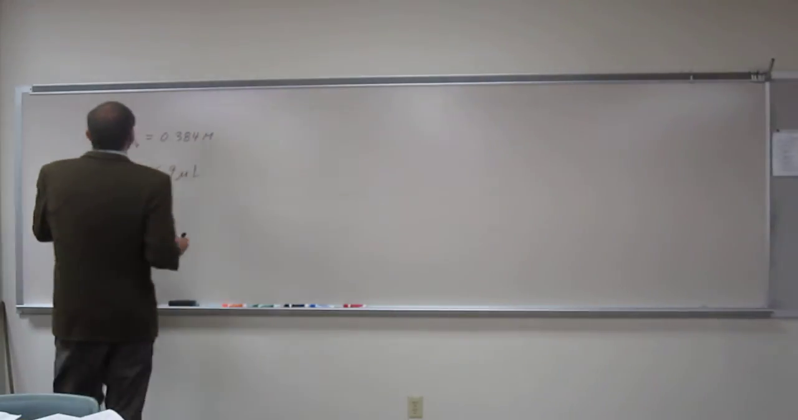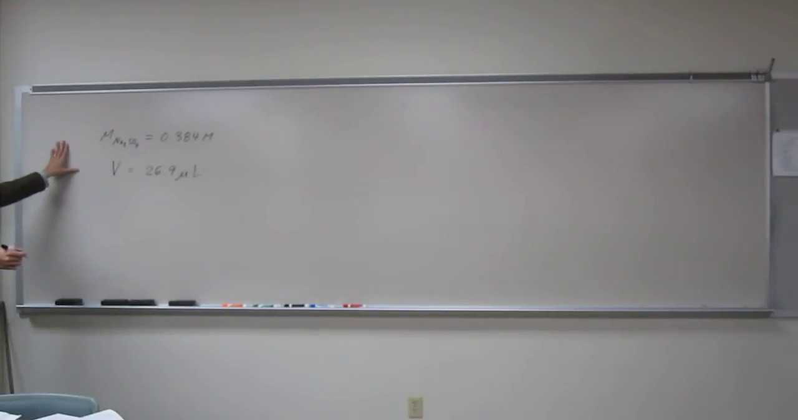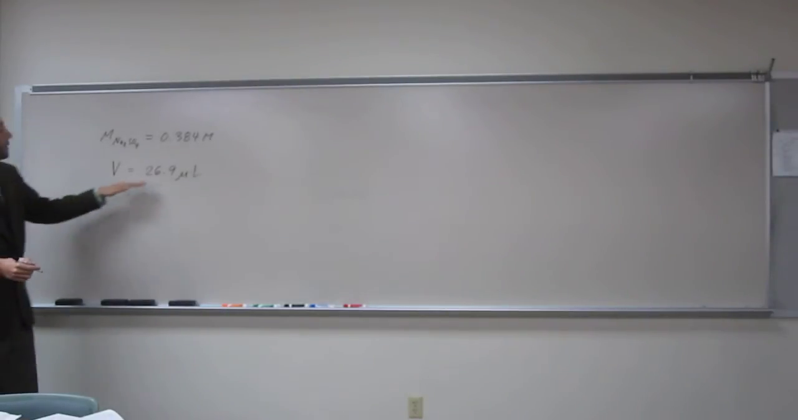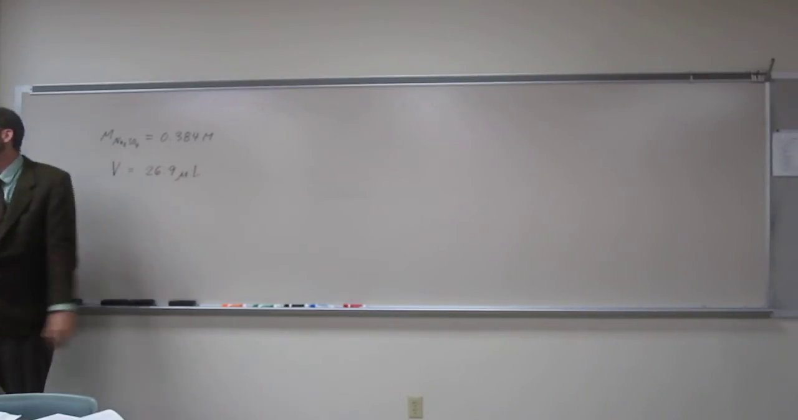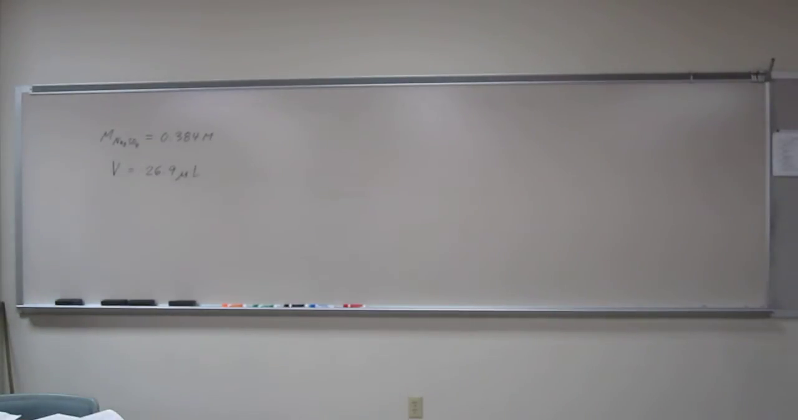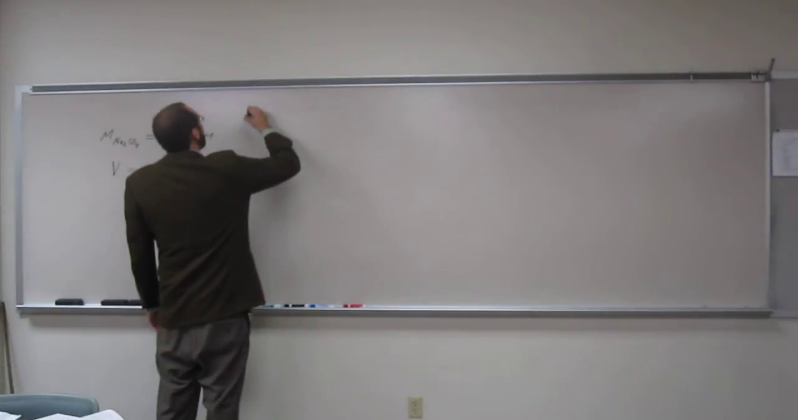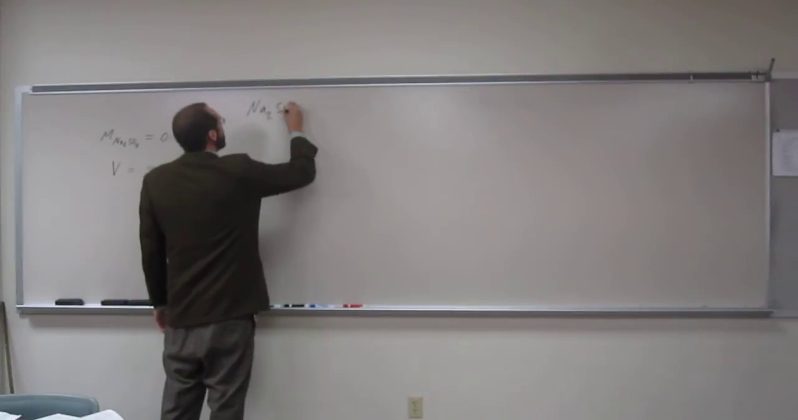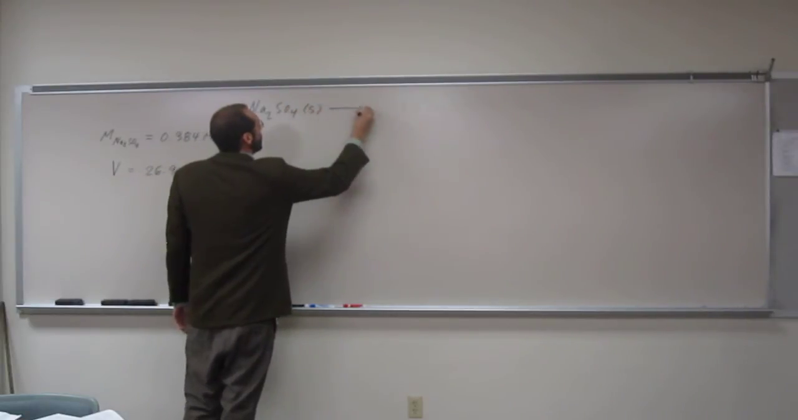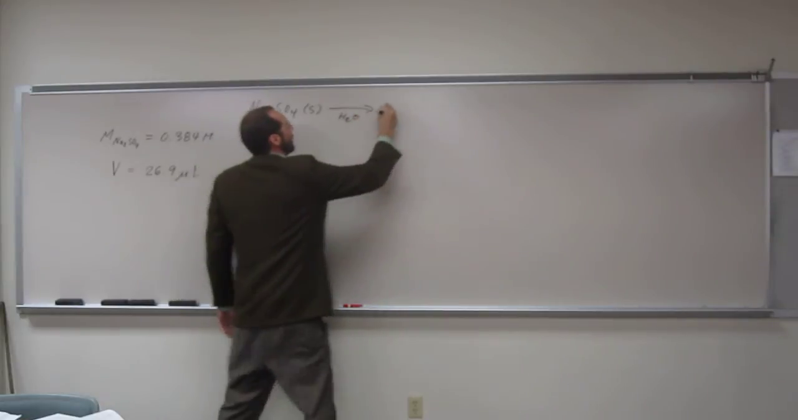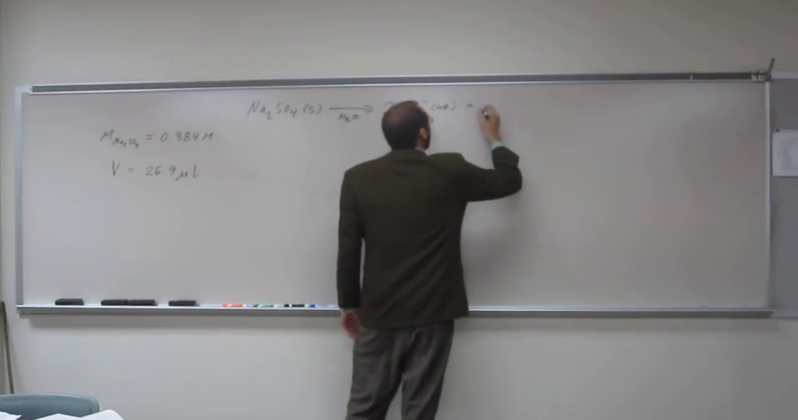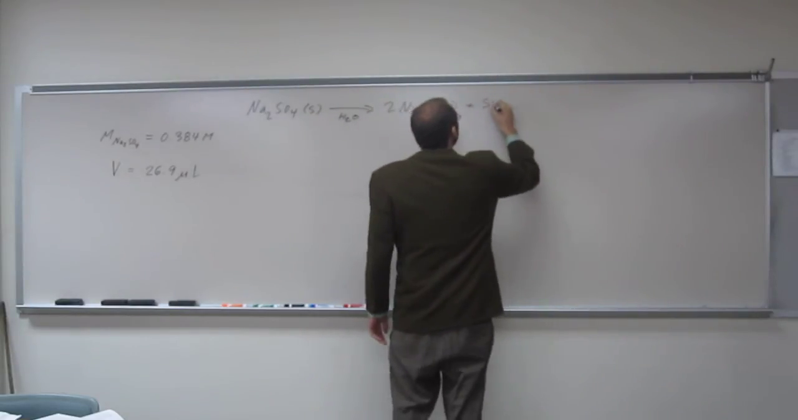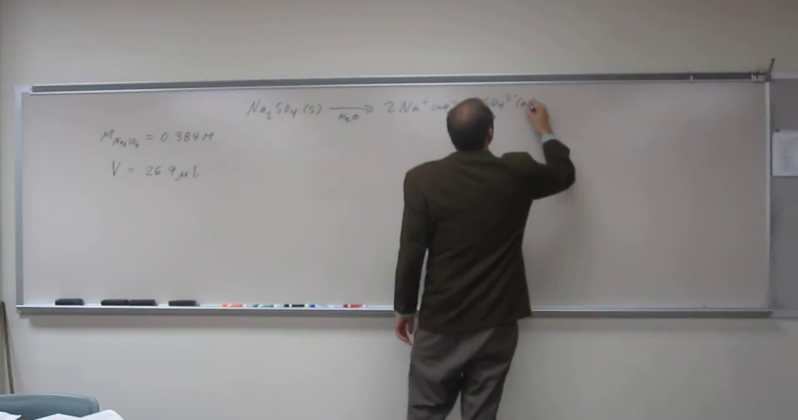So what is the number of moles of ions total in 26.9 microliters of a sodium sulfate solution that's 0.384 molar? The first thing we need to do is remember that chemical equation. Na2SO4 solid, when we dissolve it into water, breaks up into Na+ aqueous plus SO4 2- aqueous.